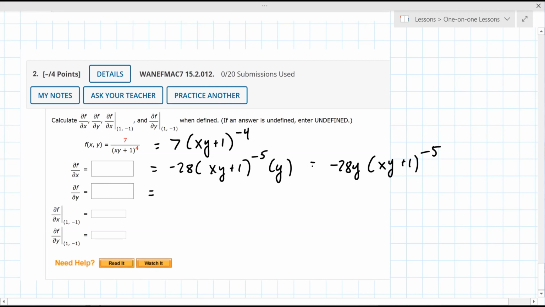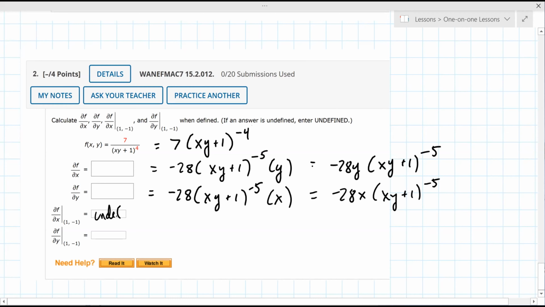When you take the derivative with respect to y now, it's the same start. You bring the -4 down, so it becomes -28(xy plus 1) to the -5 power. And the derivative with respect to y is 1, but there's an x there, so you multiply by x. You get this -28x(xy plus 1) to the -5th power. Now you evaluate it at 1 and -1. So you'll see that when you multiply them together down here, you get -1. And -1 plus 1 is 0. When 0 is on the bottom, to any power, it's 0. So that's undefined for both of these.